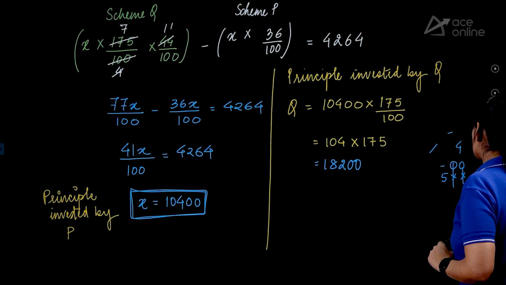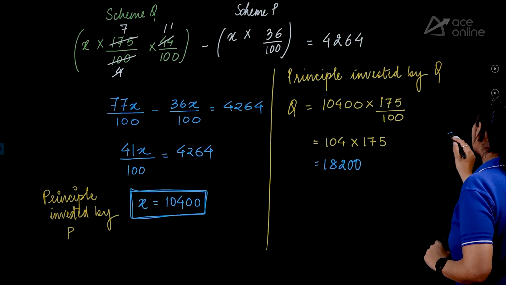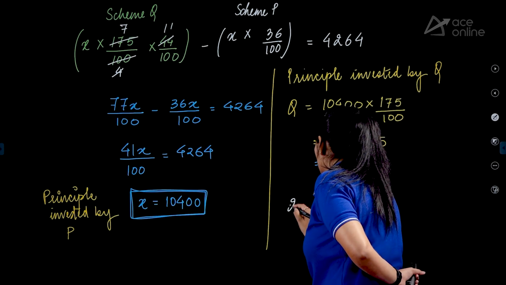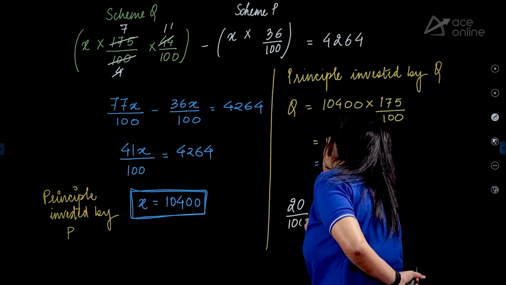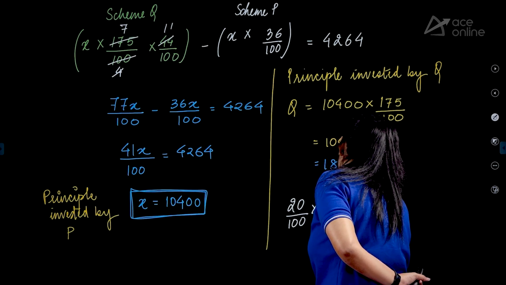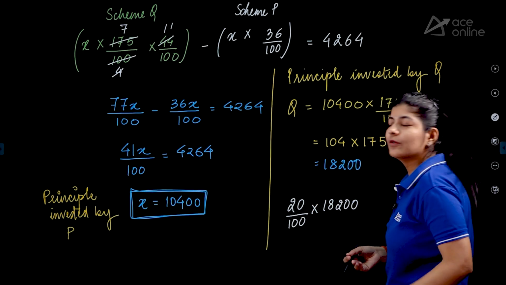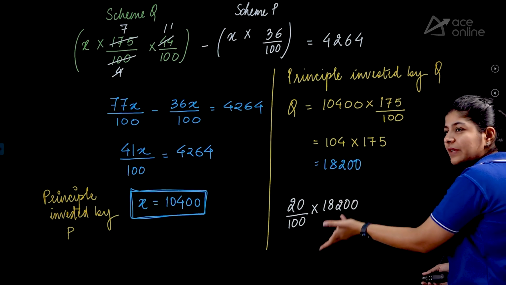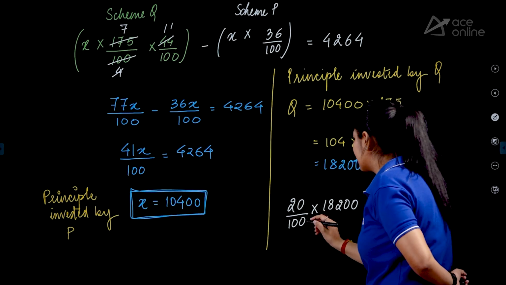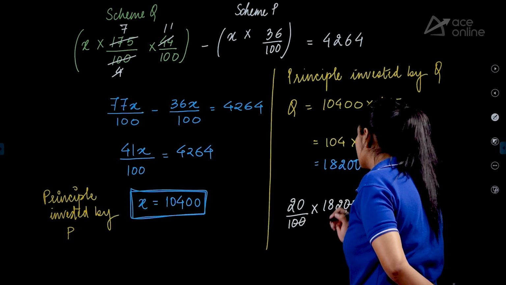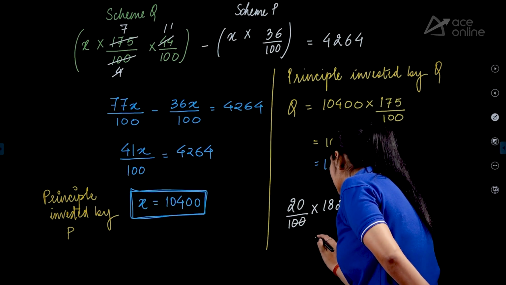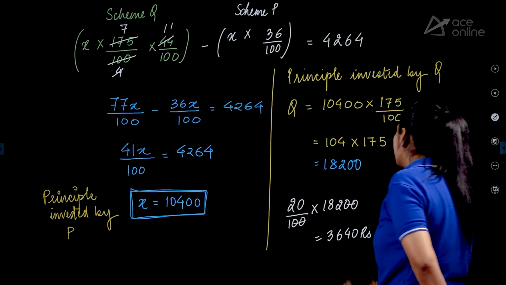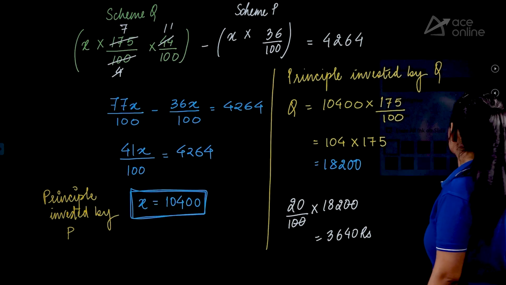But again, this is not the complete answer. Now what we have to do is calculate 20% of this amount. You can just simply multiply this term by 20 by 100 and you will get your answer, right? So here these two zeros and these two zeros are eliminated. So basically here we are getting 3640 rupees.